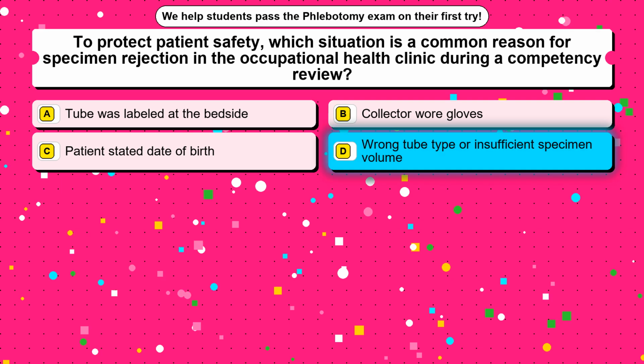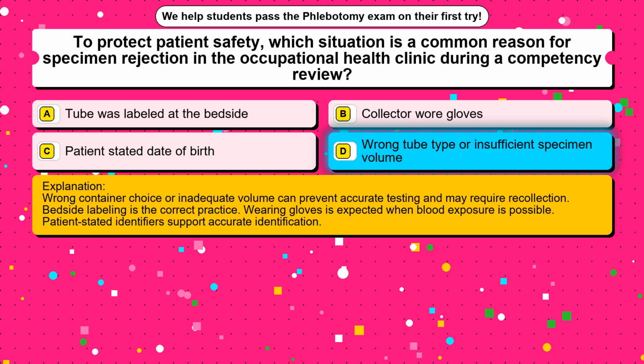The correct answer is option D. Wrong tube type or insufficient specimen volume. Wrong container choice or inadequate volume can prevent accurate testing and may require recollection. Bedside labeling is the correct practice. Wearing gloves is expected when blood exposure is possible. Patient-stated identifiers support accurate identification.